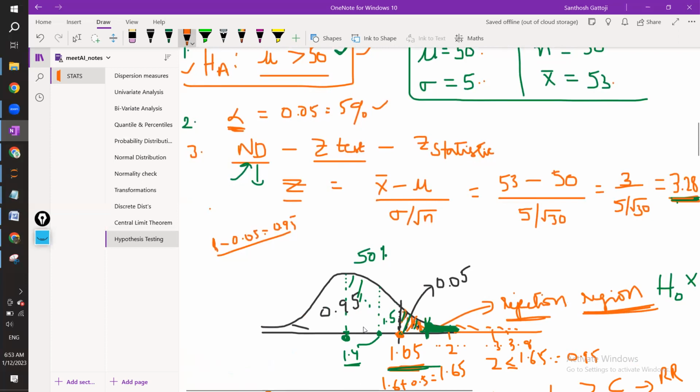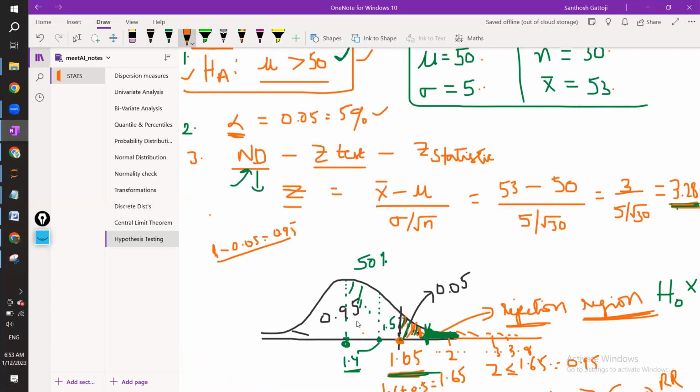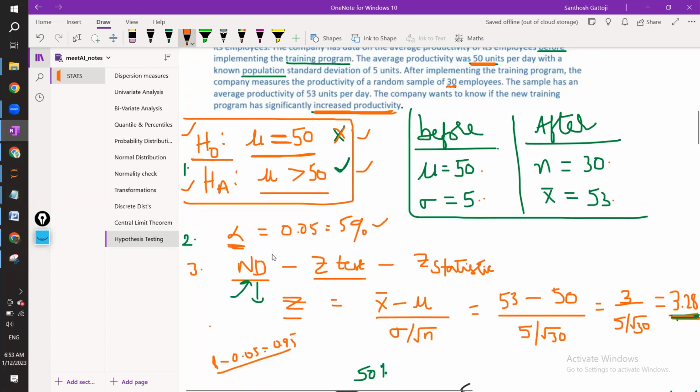That means if it is falling in the non-rejection region, then I'll come here and say, hey, I don't have any evidence. Whatever the null hypothesis is saying, I should accept it. I cannot reject it. So I will say, yeah, whatever you're saying is true. I'll accept you and I will reject you.